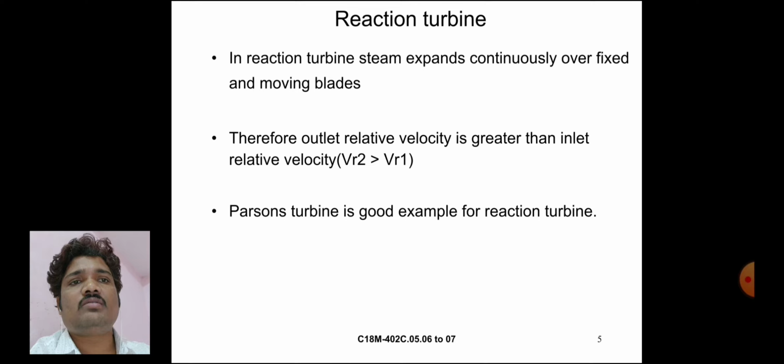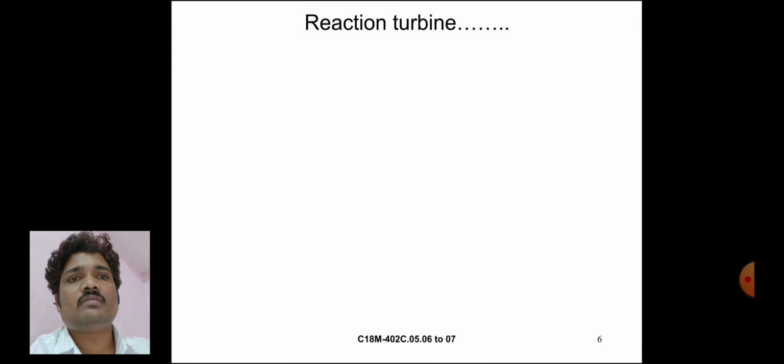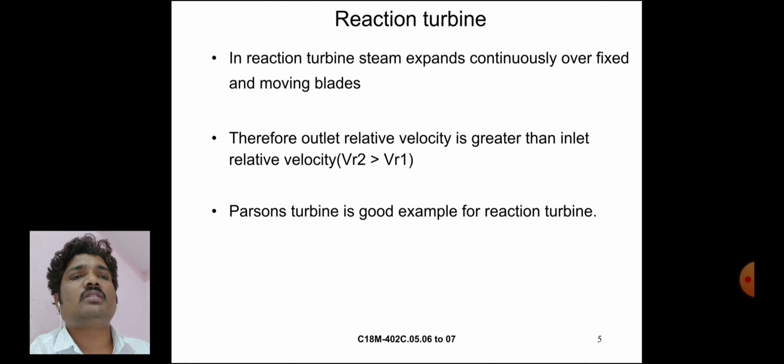Parsons turbine is a good example of a reaction turbine. In reaction turbines, steam expands continuously over fixed and moving blades. Therefore, outlet relative velocity is greater than inlet relative velocity, VR2 greater than VR1.